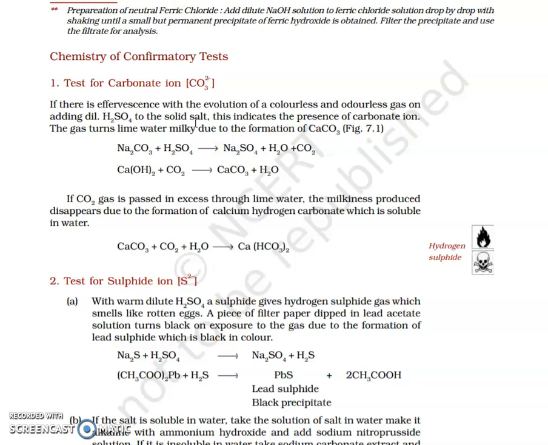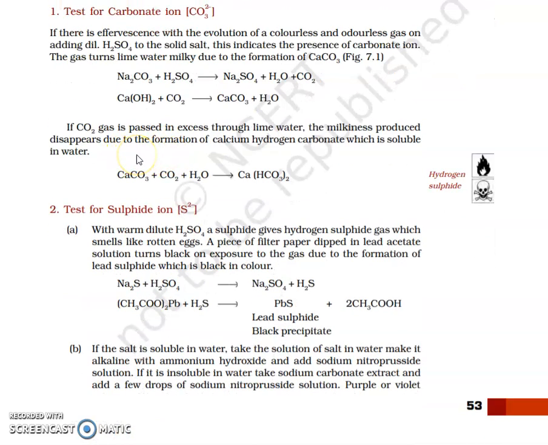So my friends, what is the chemistry behind it? The chemistry of the confirmatory test of carbonate: you see these reactions will happen. Sodium carbonate reacts with sulfuric acid, sodium sulfate will form, and calcium hydroxide reacts with carbon dioxide to give calcium carbonate. If CO2 gas is passed in excess through lime water, the milkiness produced disappears due to the formation of calcium hydrogen carbonate, which is soluble in water. So calcium carbonate reacts with water and carbon dioxide to give calcium bicarbonate.